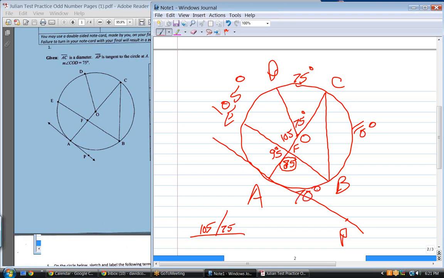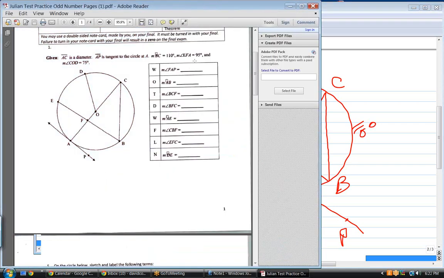So what about AE though? Well, I don't care what AE is. Not yet. They may ask it, but I do know what AD is. In other words, all the way from this point at A around to D has to be this 105 degrees. Okay, and then I go from D to C, and then I go from C to B. The only thing left is AB. So I don't have to know AE yet, which is good because I don't know what it is yet. So the measurement of AB is 70.